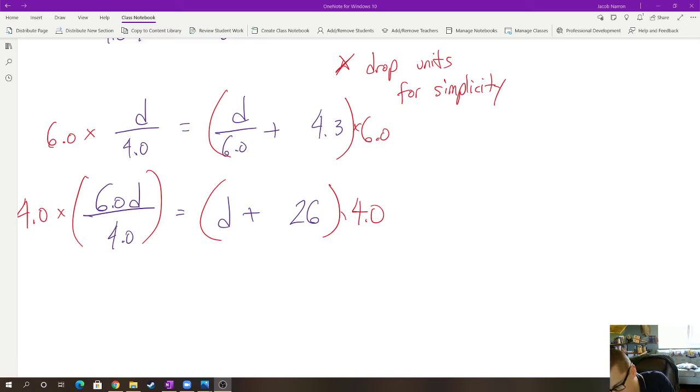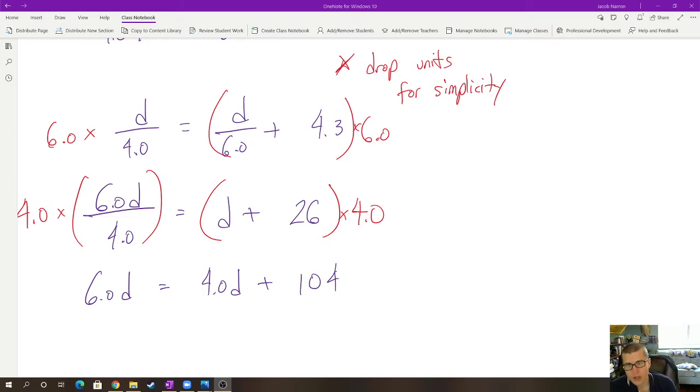All right, let's get everything cleaned up and see what we got. On the left side, we just end up getting 6.0 times d. On the right side, I have 4.0 times d plus, now I have to do 26 times 4, and I end up getting 104. Now, this leads to a little bit of an issue. Technically, if you're following significant figures, 104 should get rounded to 1.0 times 10 to the 2 meters, which we can't really do without getting some pretty bad rounding issues.